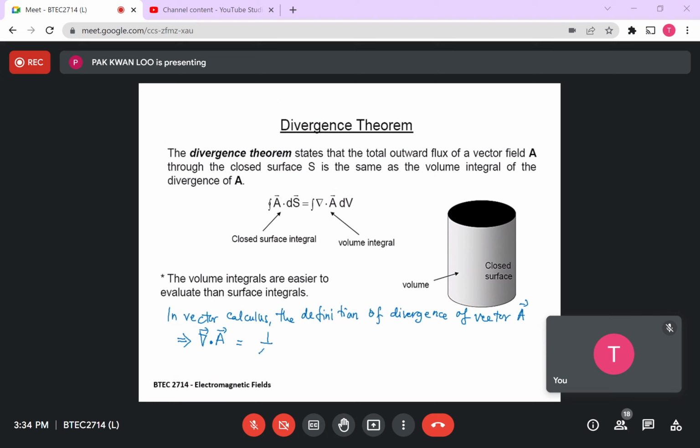Del dot A equals 1 over delta V, integrated with A dS. Sorry, maybe I need to rewrite this again.